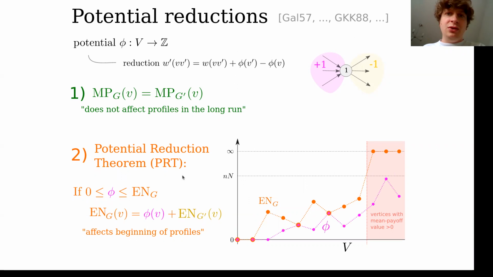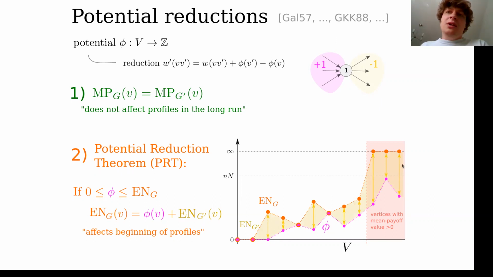And now let's assume that we have a potential phi that is positive and smaller than the energy values. So it's something like this. And then what the theorem states is that if we apply the reduction corresponding to phi, then we get again G prime, and the energy in G prime is this difference here.